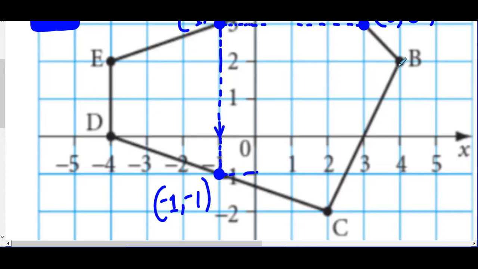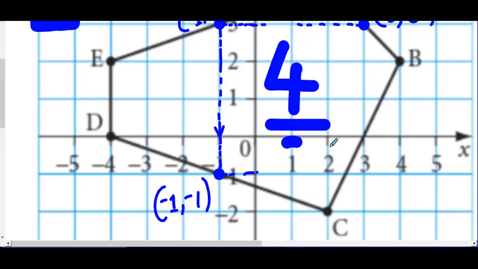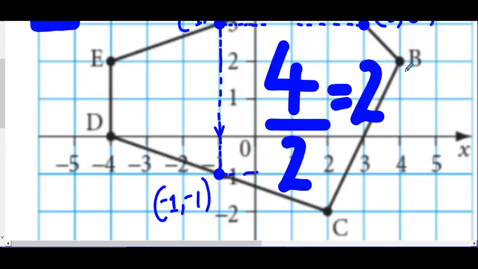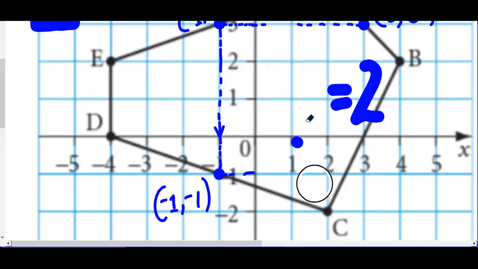From B to C, I'll be cutting through this box: 1, 2, 3, 4. So from B to C, there are 4 boxes. Now to find the midpoint, you need to take 4 and divide by 2. What is 4 divided by 2? The answer is 2. It means that from B to the midpoint, you count 2 boxes.